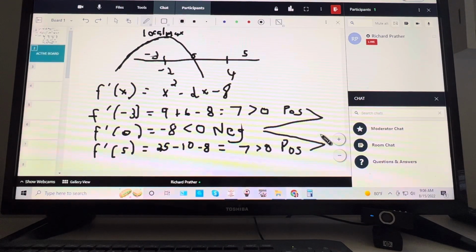Since the derivative switched from negative to positive there, it went from decreasing to that one point in time where it was flat, and then it increases after that. So this is a local minimum.